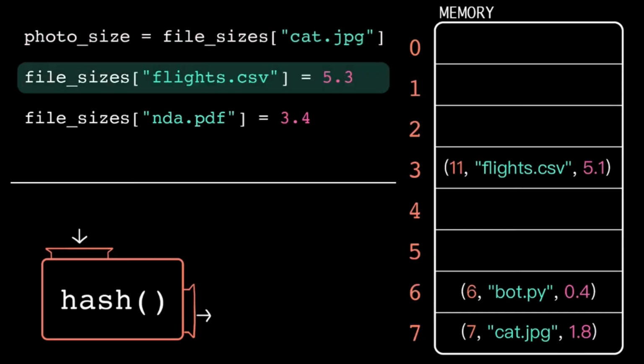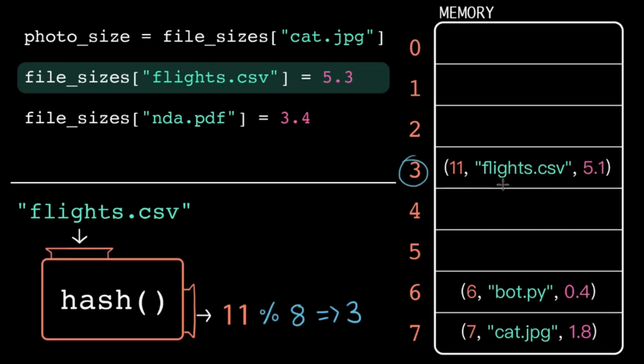We substitute that back in, and then we store that float in a new variable called photo size. This assignment statement reassigns the value associated with the key flights.csv. So again, we hash the key flights.csv, take modulo 8, which gives us 3, go to the slot at index 3, and verify that the key matches. Since it does, the computer updates the item in this slot to have the value 5.3.